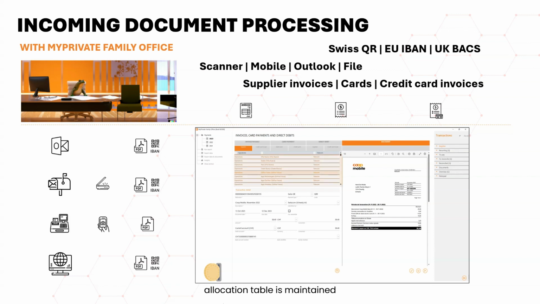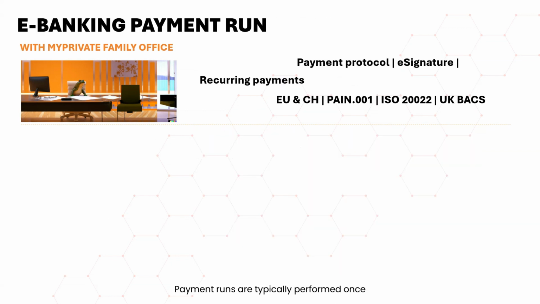The allocation table is maintained automatically for you, and determines the cost object and cost type. Simply choose the corresponding entry from the list and MyPrivate posts the entry to the appropriate module, including the original document. Payment runs are typically performed once per week.